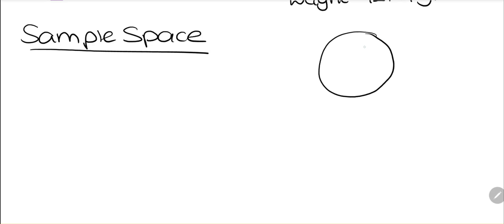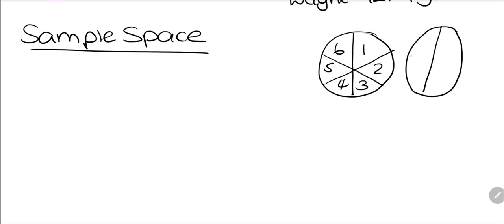Now there's a few other things we need to remember. Sample space. Now a sample space could be in the form of a table. This is going to show us all the possible outcomes that we could have. So if I was to draw two spinners, not very accurate, but if I had the numbers 1 to 6, try again.